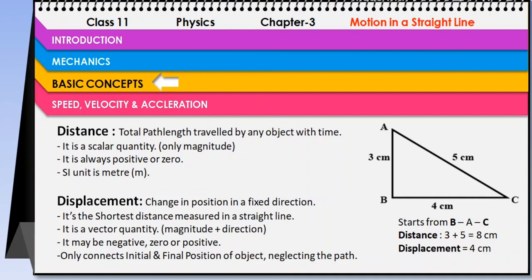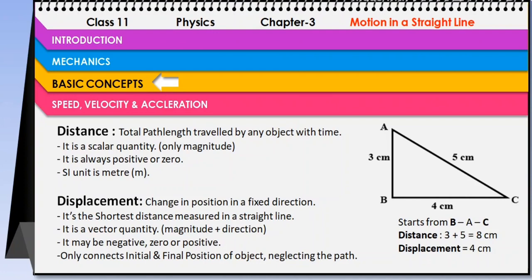Now talking about displacement. Displacement is change in position in a fixed direction, and change in position is the real displacement. We are adding fixed direction because it is a vector quantity, right? In short, displacement is the shortest distance measured in a straight line, right? It may be found by subtracting final position and initial position. Now it is a vector quantity, so it depends on magnitude and direction. It may be negative, 0 or positive. It connects only the initial and final position, thus we can neglect the path while finding the displacement.